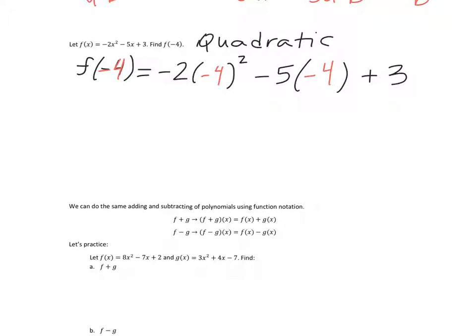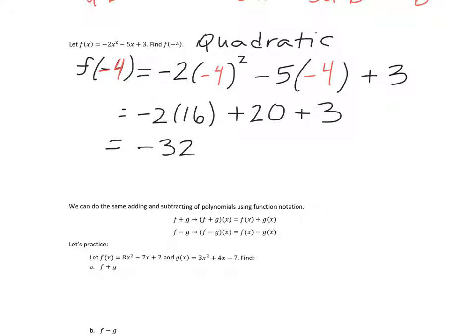Okay, so let's simplify this. Again, we'll do it carefully since there's lots of negative numbers. So exponents first. So negative 4 squared, well, the base is all of negative 4. So negative 4 times negative 4 is positive 16. Next, negative 5 times negative 4. Two negatives in a product make a positive. And then we have plus 3. All right, last thing we have to do before our addition is multiplication. Negative 2 times 16 is negative 32.